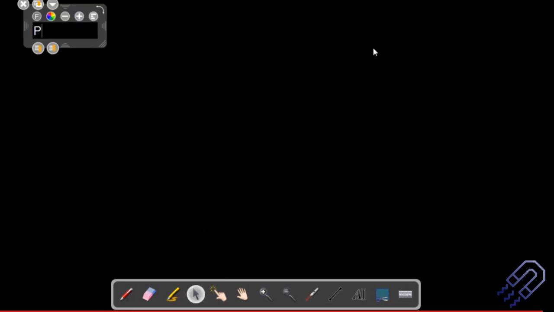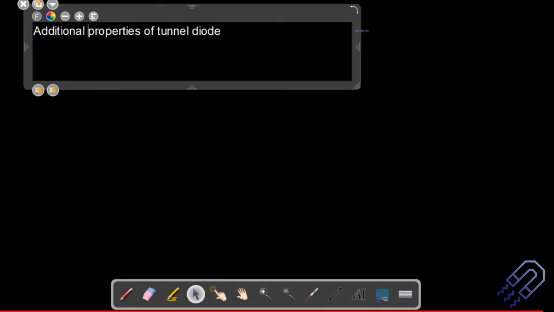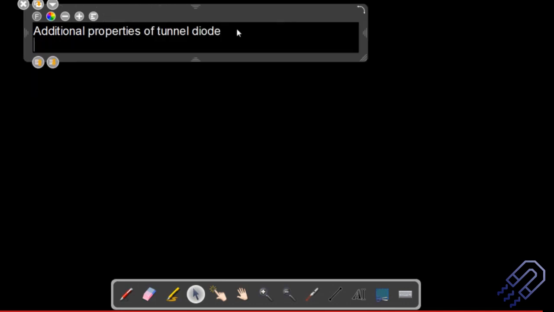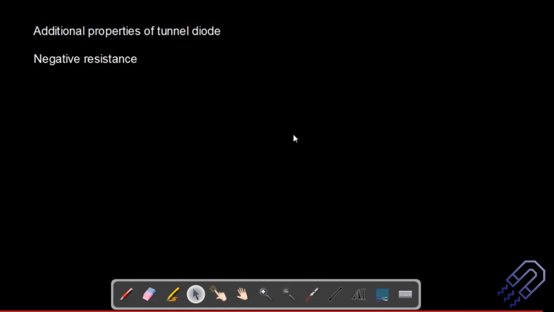Properties of tunnel diode, maybe. You already know some properties, but I'll list down some more. Let me write it in general. So what are the additional properties? The first thing is that it has a negative resistance. In negative resistance, what really happens, I think you already know it.